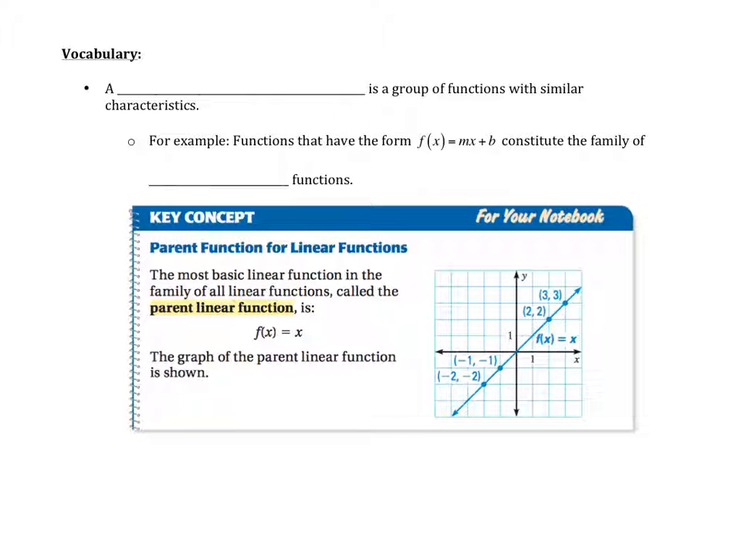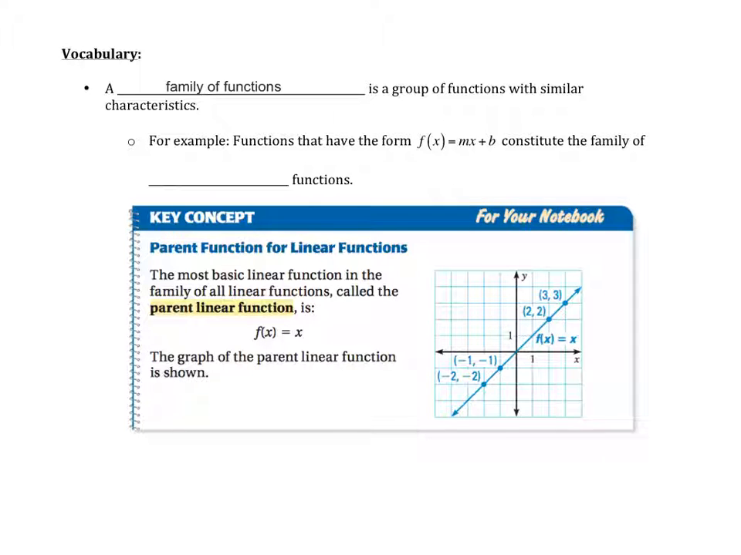Let's get into some more vocabulary. A family of functions is a group of functions with similar characteristics. So what this is talking about, when you look at the graph, they have similar shape. If you look at the equations, they have similarities about their x's and y values, like the x's are all being squared, or they all are being added to a certain amount, so that would be a family of functions.